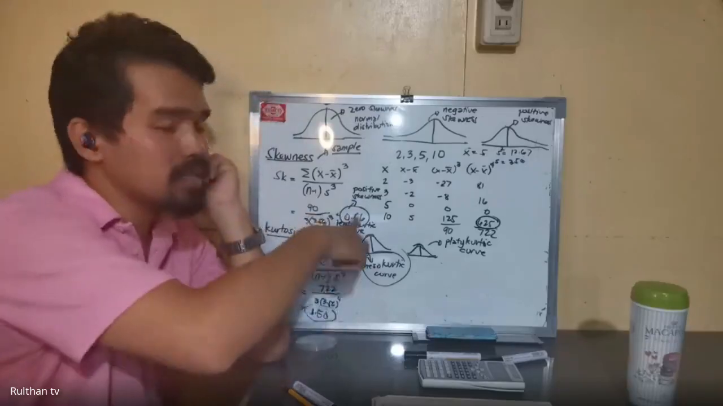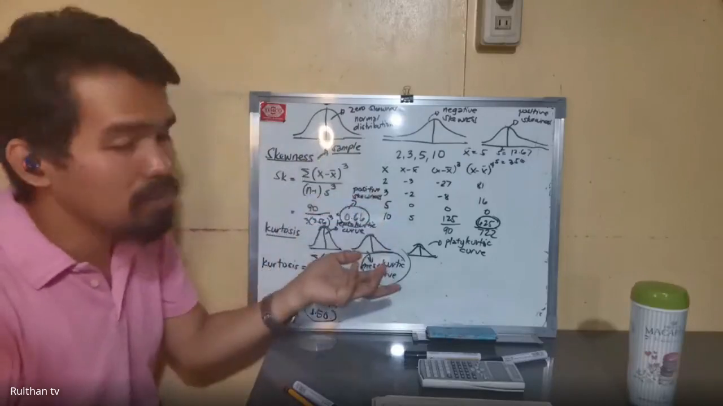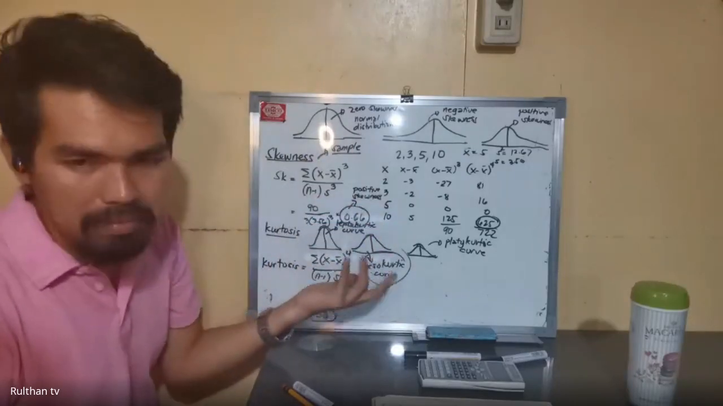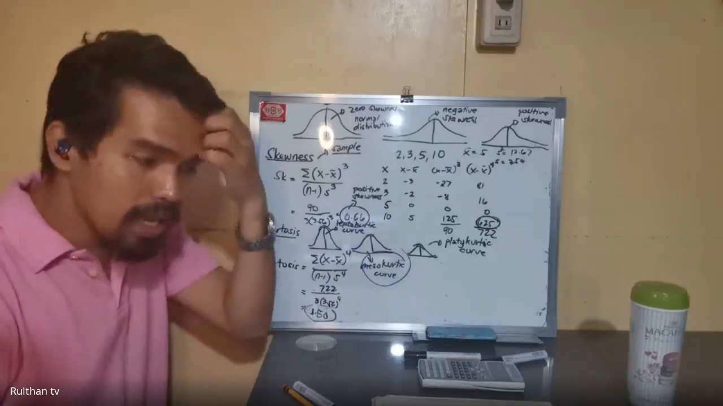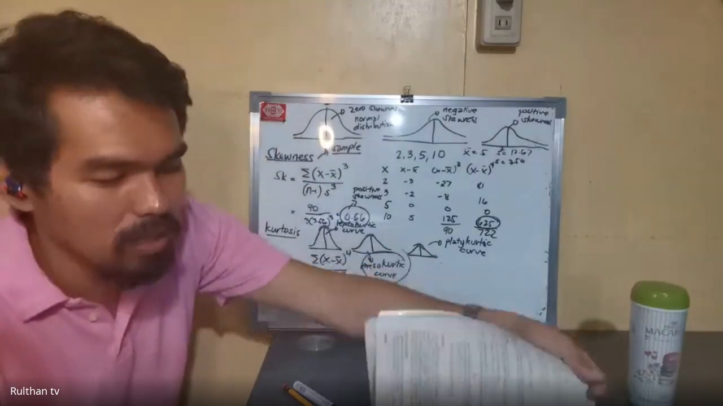Anyway, this is just easy. As long as you have the formula, you follow the steps, things are just very easy. Okay? So with that said, you can now say bye to your classmates and you can go.